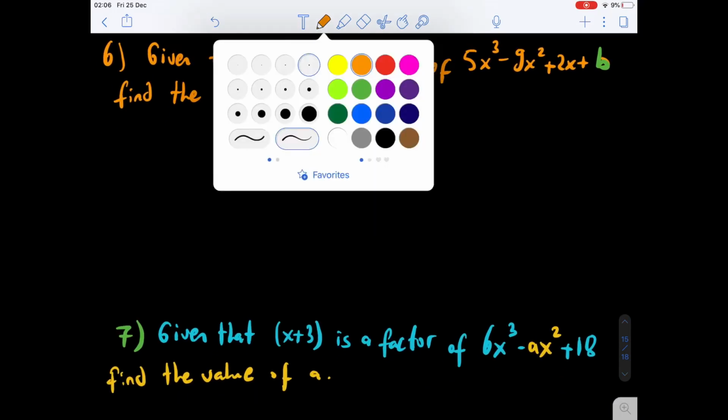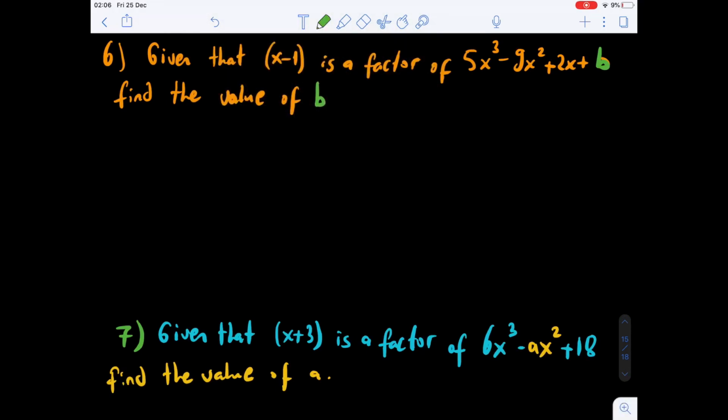Question 6. Look at that, guys. Yes, question 6. Given that x minus 1 is a factor of the polynomial, we are going to find the value of b. If x minus 1 is a factor, which means, guys, when you replace x with 1, the value of the polynomial will be 0. Let's say y equals 5x cubed minus 9x squared plus 2x plus b. So y will be 0, guys, because the question tells us that x minus 1 is a factor.